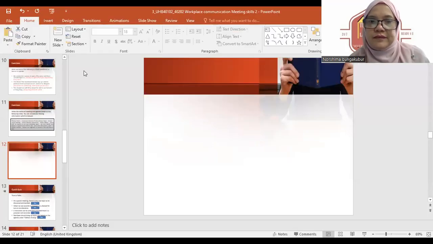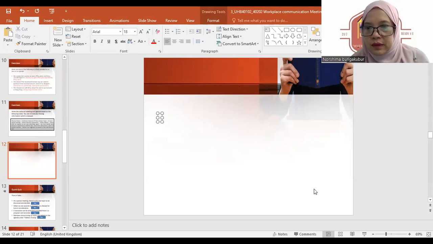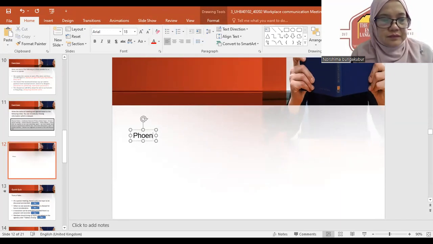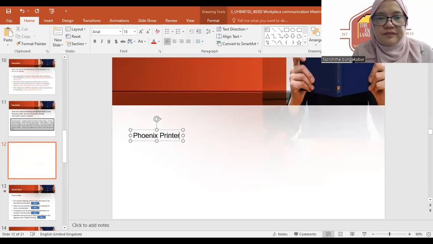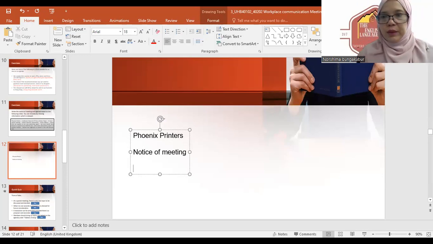So let's try to write it. What do we need first? If you refer to the example, the top part, you have to write the company or the organization. So it's Phoenix Printers. We'll start off with notice of meeting. So we'll write the notice of meeting.